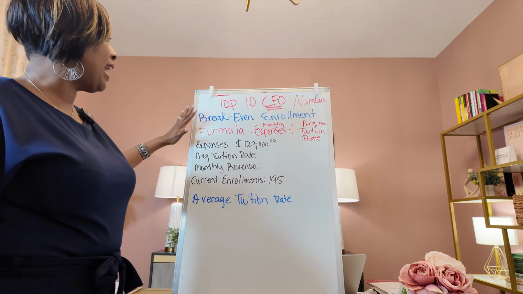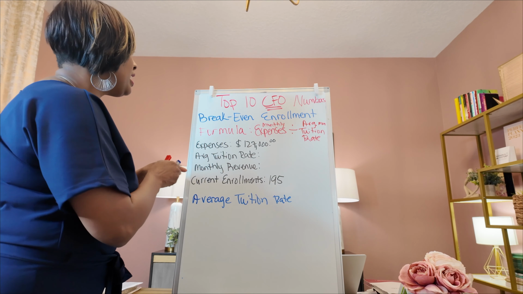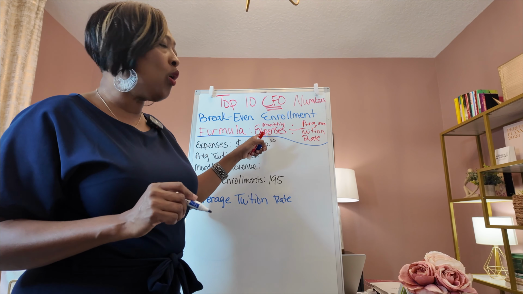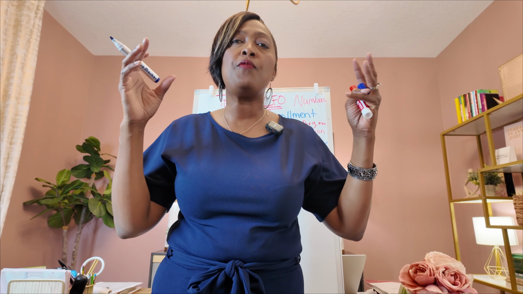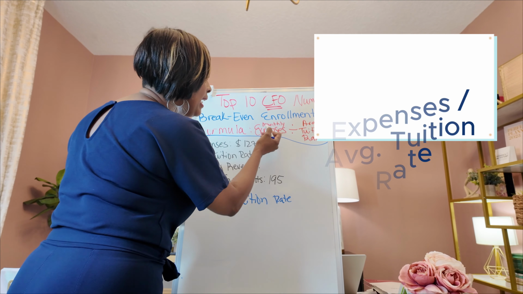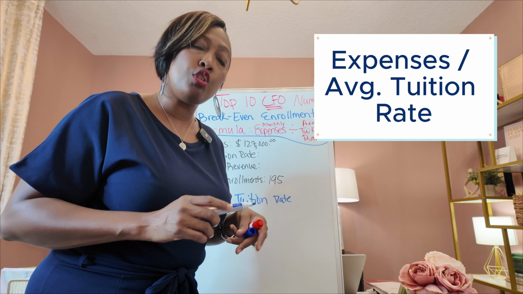In order to find out your break-even enrollment, right now, don't let your eyes go here. Focus on this part, the formula. It's an easy formula. It's your total monthly expenses. So you're going to look at your expenses for 1 month. Since we're in the month of August, you don't know all of your expenses yet, so maybe look at July or June. I am going to use my expenses from June so that we can use it as an example. It's your total monthly expenses divided by your average monthly tuition rate.